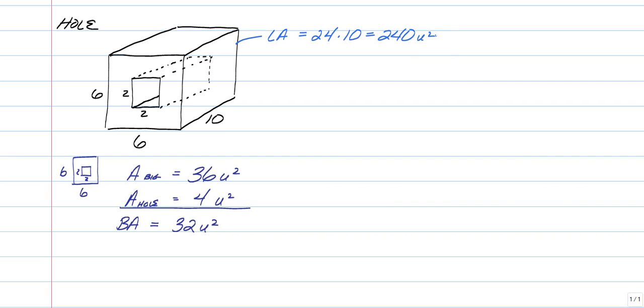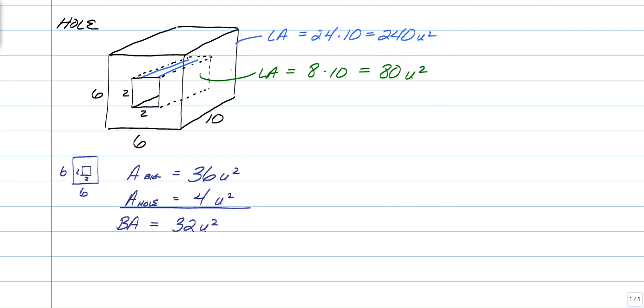But what I want you to imagine now is if this was sitting on your desk and you were about to paint the entire figure, you would actually have to paint the inside of the hole as well. And that's also front to back on all 4 sides. So what we're talking about here again is lateral area of the hole. So the lateral area of the inside is found the exact same way. It's the perimeter of the base, in this case it's 8 times 10 is 80 units squared.